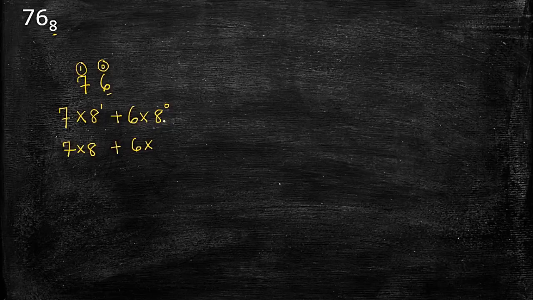Any number raised to power 0, I'm still repeating this, anything raised to power 0 is 1, because students usually forget and make mistakes, and the answers they get become very different from the marking scheme. So 8 raised to power 0 is 1, so that's why I'm writing 1. 7 times 8 is 56, plus 6 times 1 is 6, so our answer is 62. We have converted 76 in base 8, and now it's 62 in base 10.